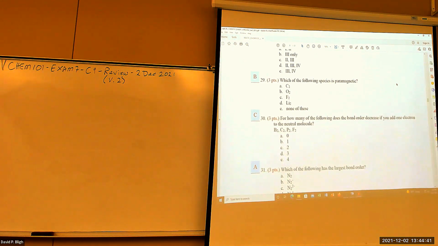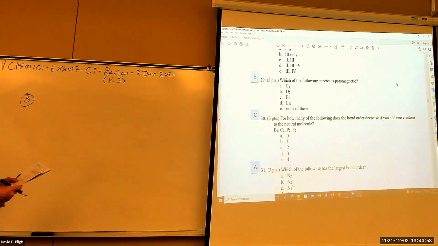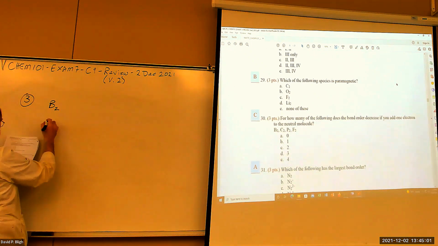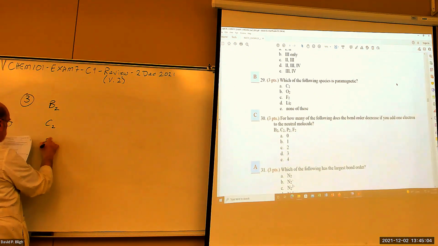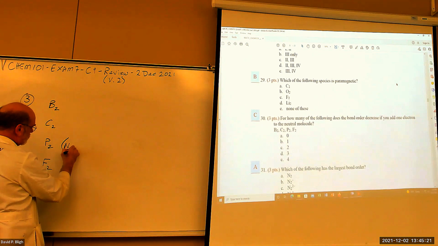Let's see. Go back. 30. Now let's do 30. For how many of the following does the bond order decrease if you add 1 electron to the neutral molecule? Okay, so we've got boron, carbon, phosphorus, and difluorine. Phosphorus is not in this group, but phosphorus is in the nitrogens, so it's going to behave like nitrogen. So it's kind of like this one.